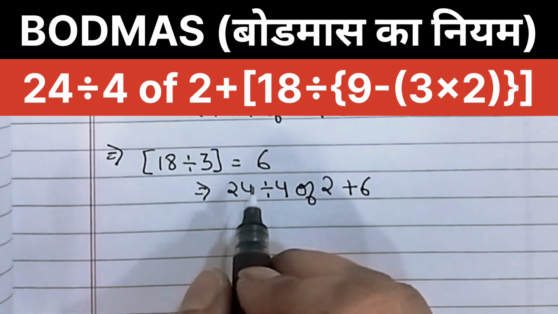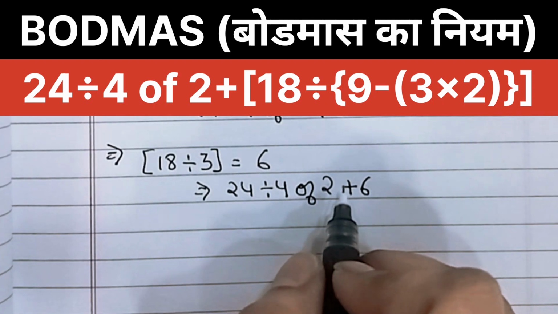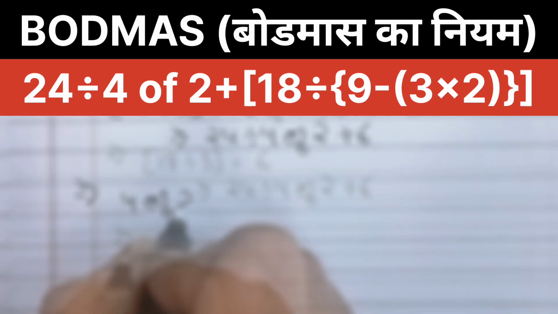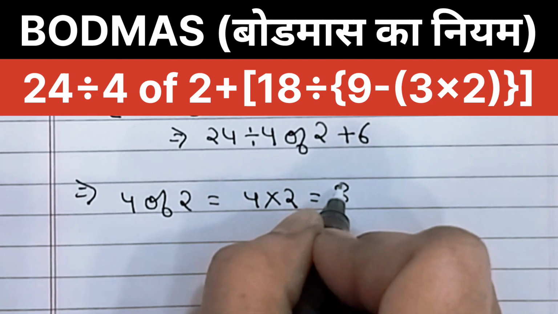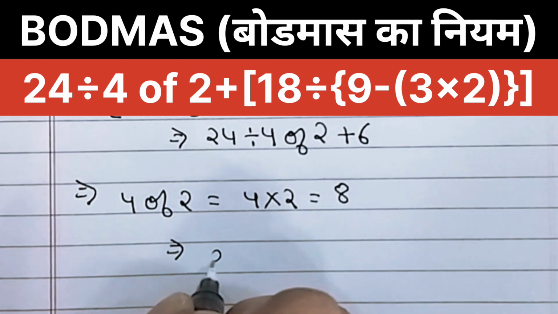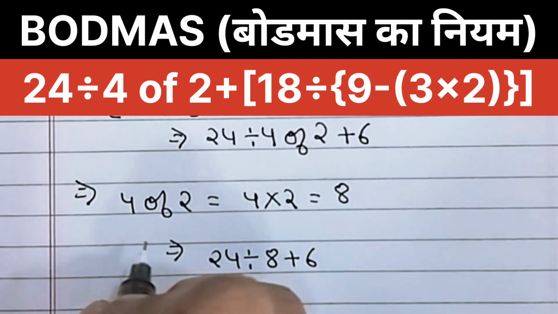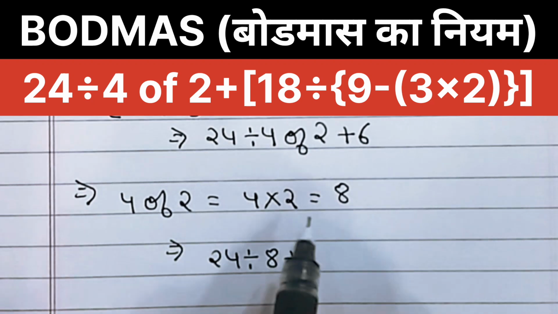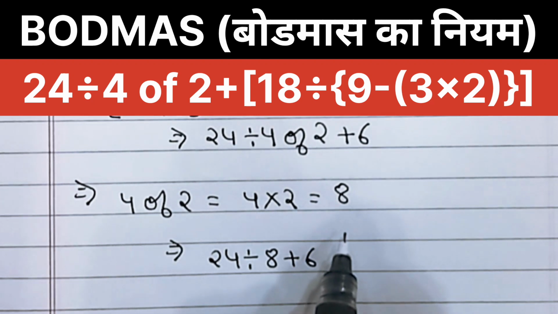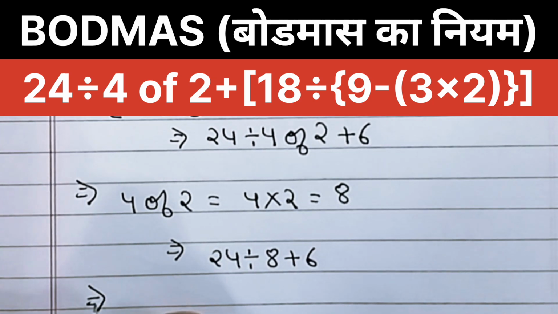According to step 3, the B stands for brackets, part of the rule, leaving us with a linear expression. Now step 4, solve 4 of 2, which equals 4 multiplied by 2, and it becomes 8. The expression becomes 24 divided by 8 plus 6. So according to this step 4 in BODMAS, O stands for of, which represents multiplication that must be performed before division or a standard multiplication.